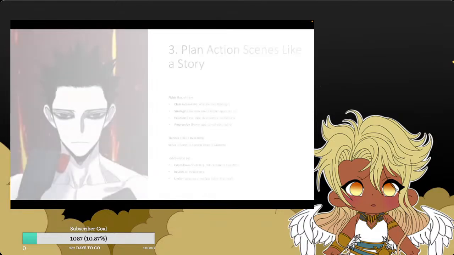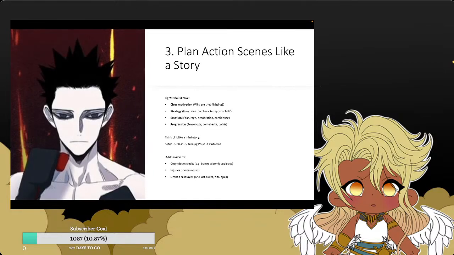All right, so let's look at point number 3. Planning the actual action scenes like a story. So this is what I think fights should have. It should be clear to the audience what the motivation is for both parties. Like, why are they fighting each other?